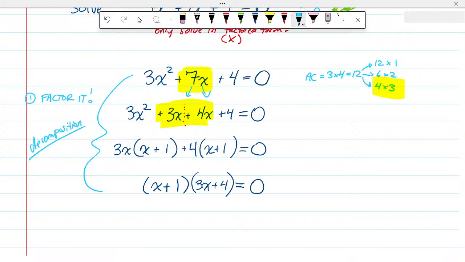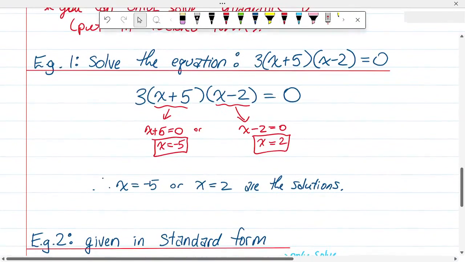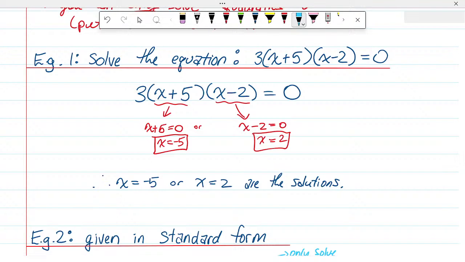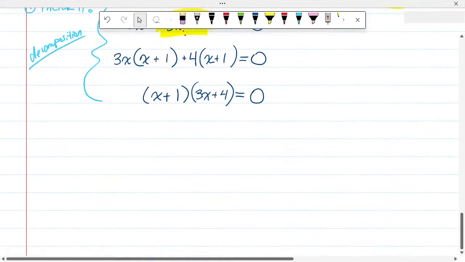Now, it's not quite just as pretty because one of our brackets is nice and easy, right? And the other one's kind of ugly. But that's okay. Doesn't matter. What did we do in the previous one? We said, no problem. If this whole thing equals 0, what has to be true? Either the first bracket is equal to 0 or the... Can we do the same thing here? Great. So let's do that.